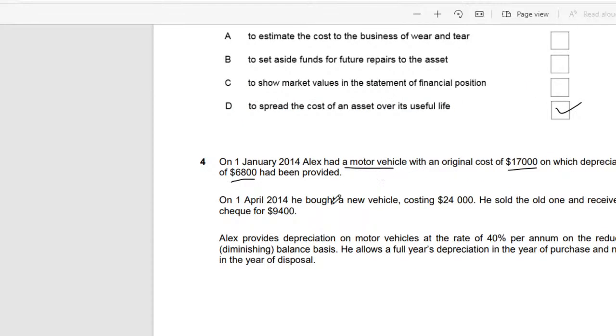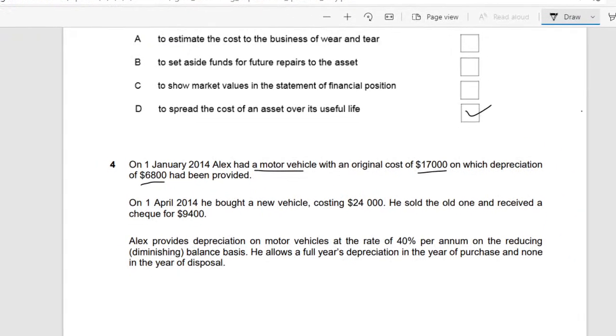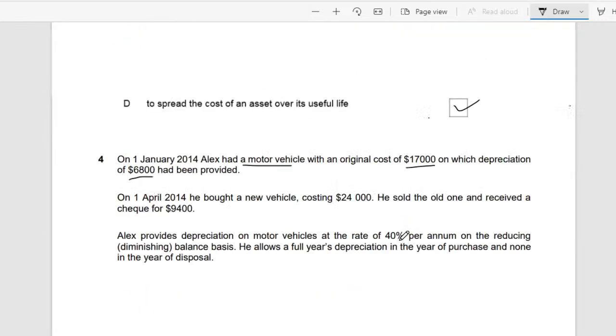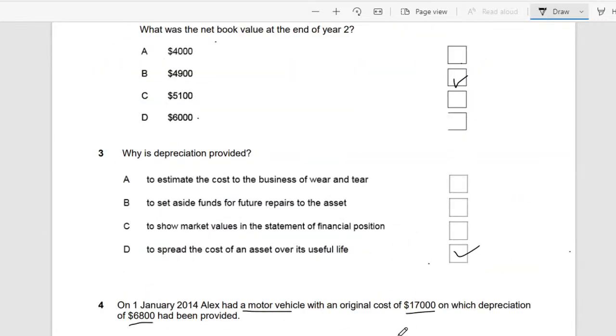It then says on the 1st of April 2014, he bought a new vehicle, and this one cost $24,000. He sold the old one and received a check for 9,400. So probably we'll be making a disposal account. Yes, we're making a disposal account. Because he sold the old one, he gets money, and this goes to the disposal account. He sold the one costing $17,000, and he got a new one for $24,000.